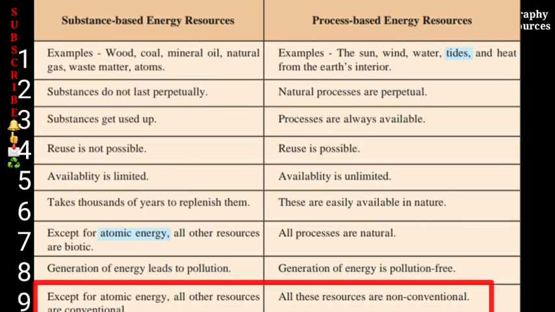Now the characteristic of process based energy resources: all these resources are non-conventional. Non-conventional means what, students? Irregular. Nowadays, in the modern era, because of development in science and industries, we have been using new technologies and new devices of energy. So here the sun, wind, water, tides and heat from the earth's interior are all non-conventional.